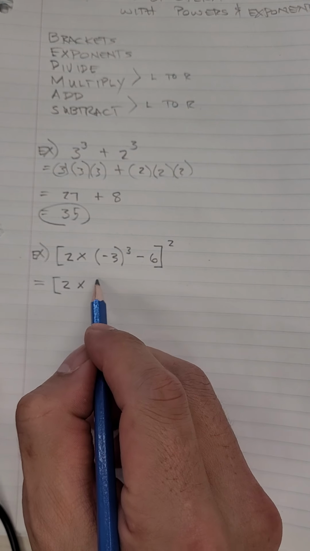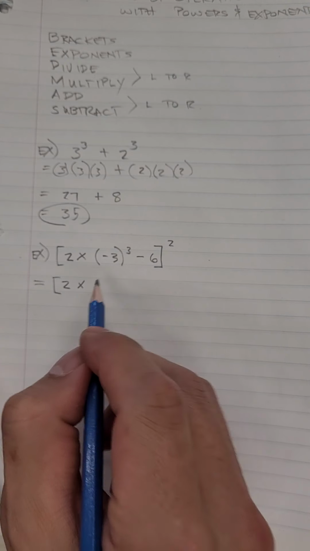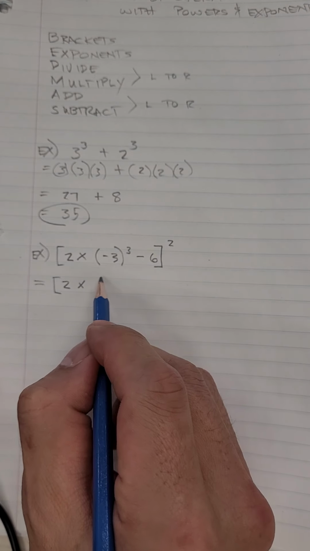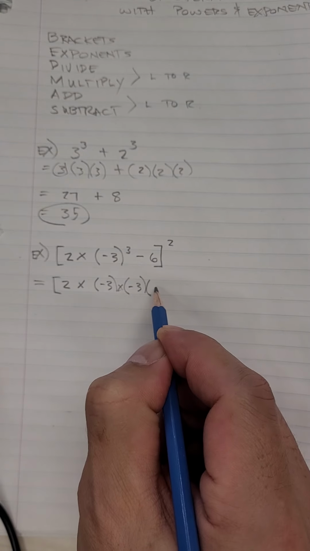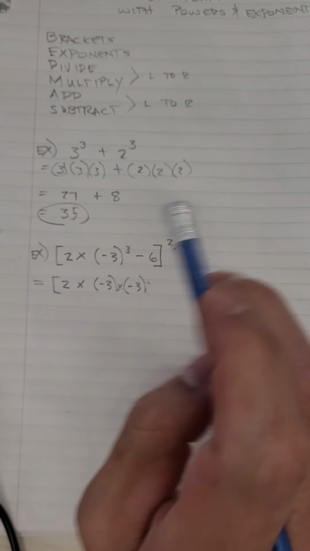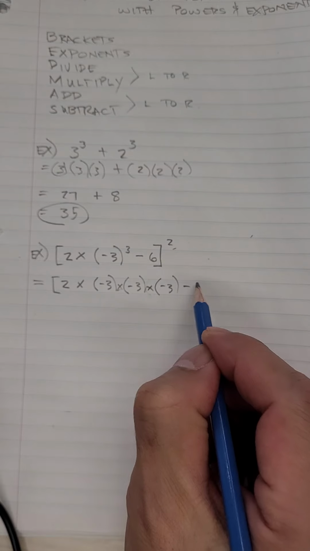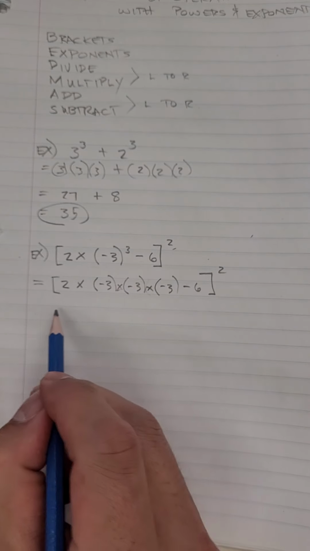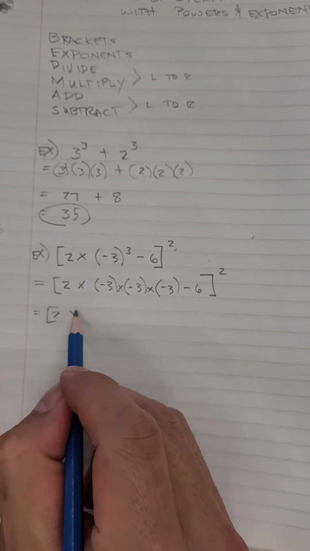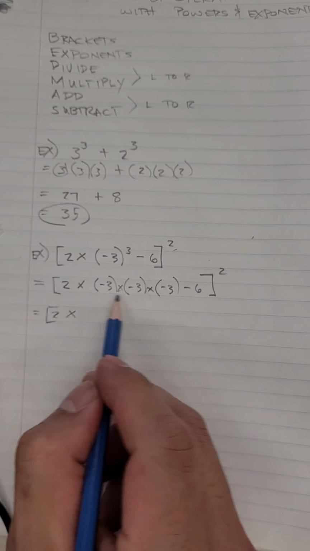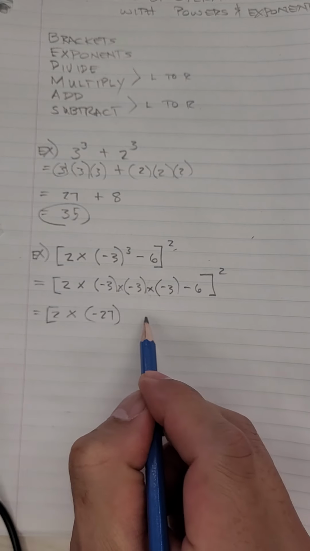Negative 3 to the power of 3, well, that's just negative 3 times negative 3 times negative 3. If you want me to really write this out, it's going to look like this, and all this is still to the exponent of 2. So let's finish this off. Negative 3 times negative 3, that's positive 9. Positive 9 times negative 3 is negative 27.